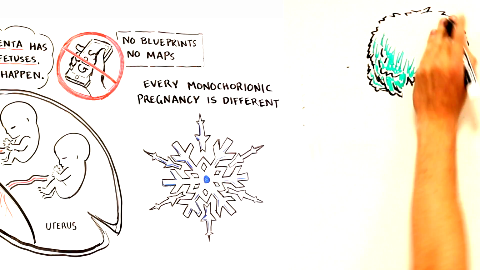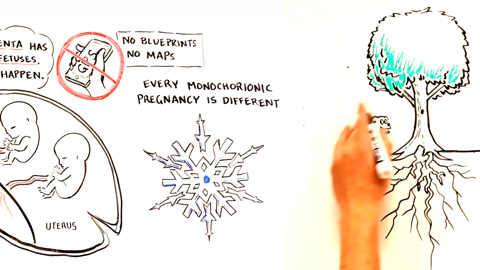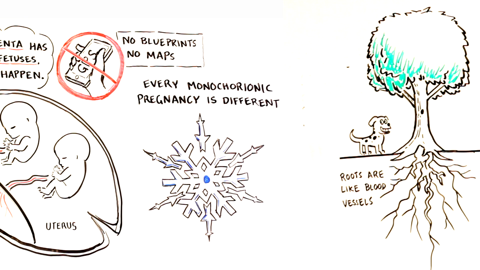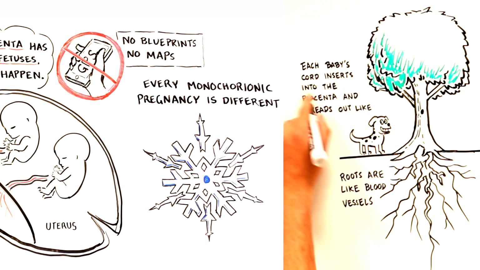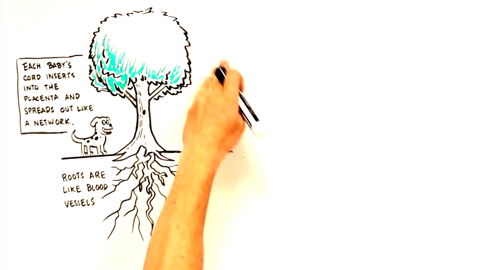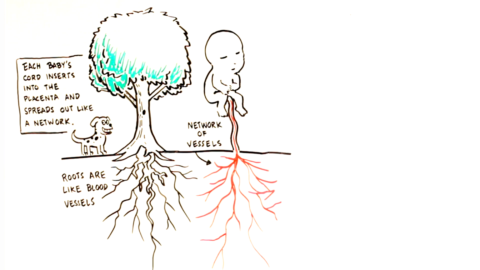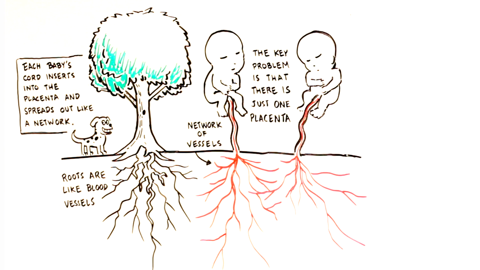Think of the umbilical cord like a tree trunk that sits in the soil, and then the roots are all the blood vessels that form from that umbilical cord. So each baby's cord inserts into the placenta and spreads out its blood vessels like a network. The key problem in monochorionicity is just that there's one placenta. There's no separation between the fetuses or these blood vessel networks that they each make.